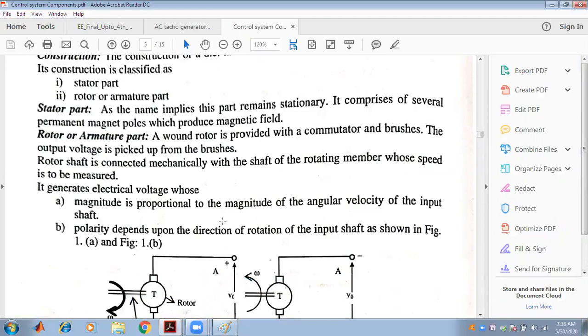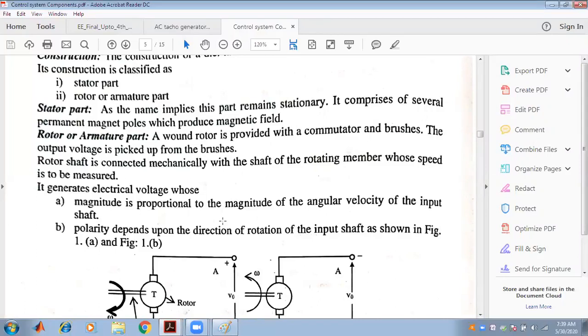Another part is called the rotor, or the armature part. A wound rotor is provided with a commutator and brushes. The output is picked up from the brushes. The rotor shaft is connected mechanically with the shaft of the rotating member whose speed is to be measured. Tachometers are generally used to measure the speed of the rotor of a machine.